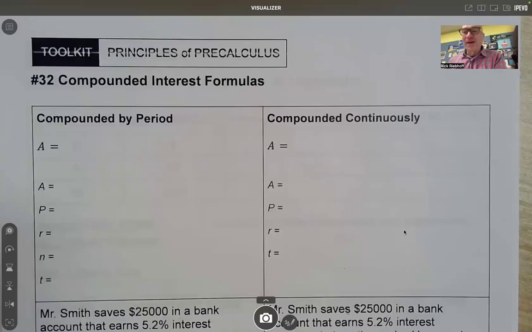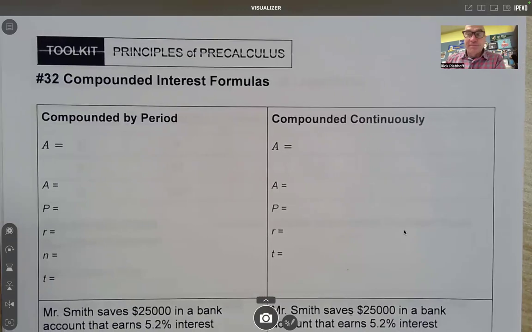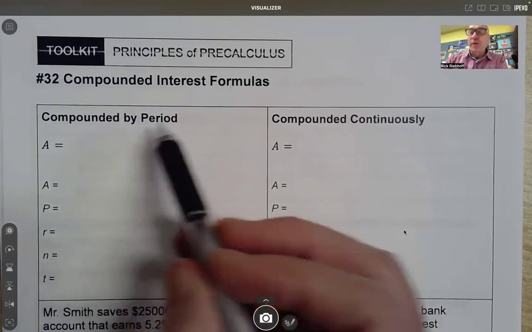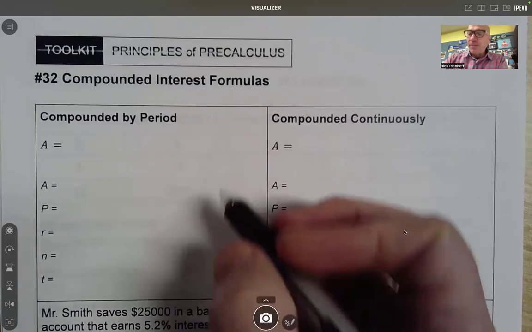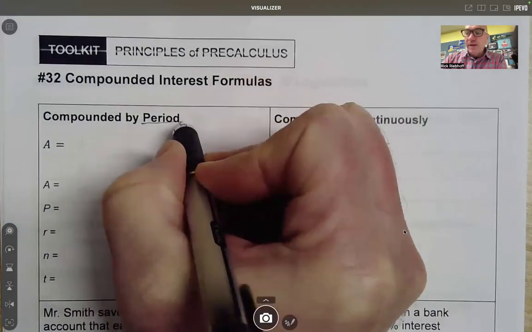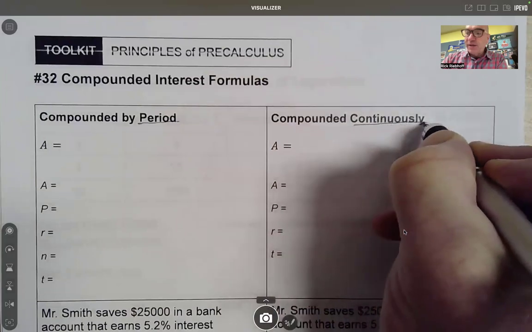Okie dokie, people, here we go. Toolkit number 32. We are going to be making some money here. Very exciting. Okay. So we got two formulas. Compounding by period, compounding continuously.